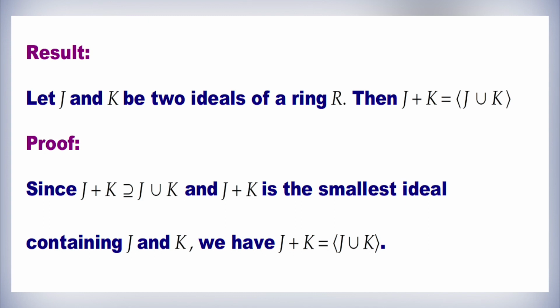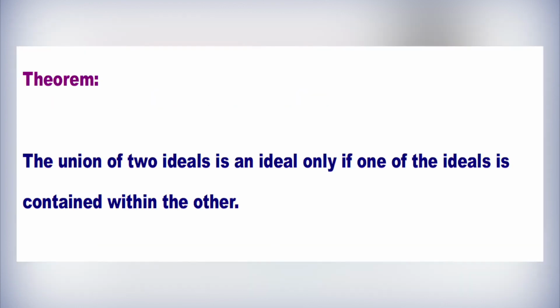Let us see a result. Let J and K be two ideals of a ring R. Then J + K is equal to the ideal generated by J union K. Let us see the proof. Since J + K contains J union K and J + K is the smallest ideal containing J and K, we know already that the union of ideals will not be an ideal. But can we make them an ideal by constraining the ideals? Let us see this in the next theorem.